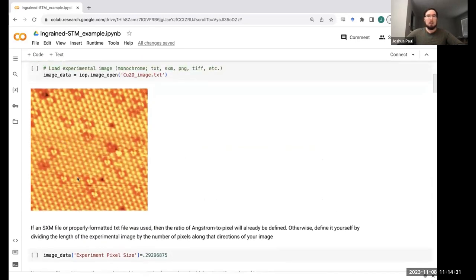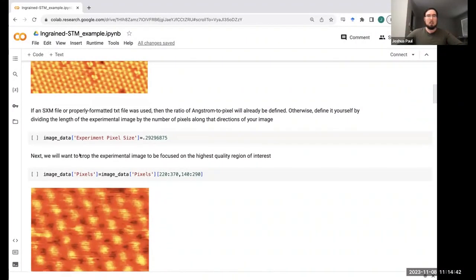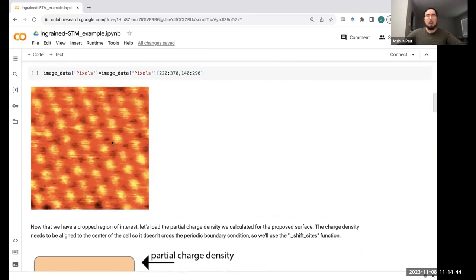Now, this is an image that has a decent amount of inconsistency. You can see that there are defects in the surface that disturb the periodicity of the image, and so we want to crop to the highest resolution available. And so I focus here on this range of pixels in the image to produce what you see below. So that takes care of the treatment of the experimental data.